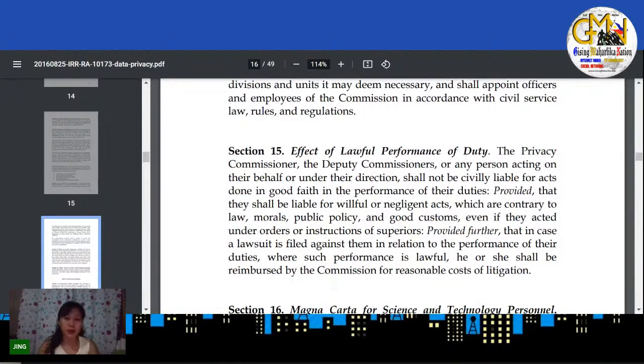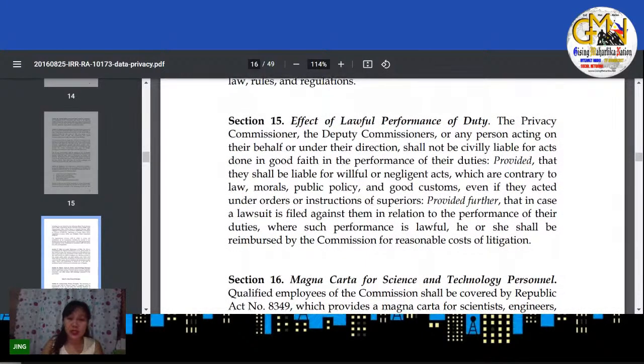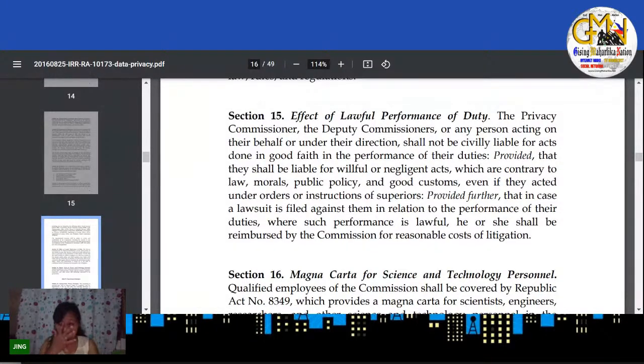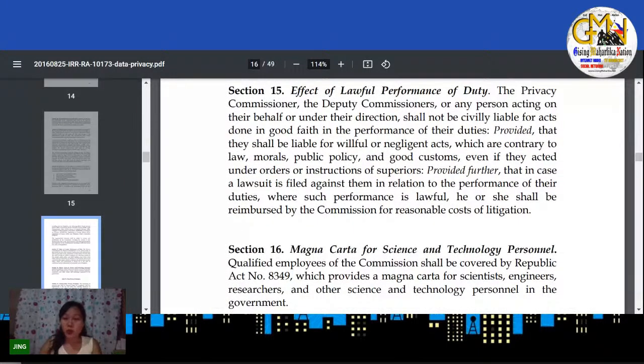Okay, Section 15. Effect of lawful performance of duty. The Privacy Commissioner, the Deputy Commissioners, or any persons acting on their behalf or under their direction shall not be civilly liable for acts done in good faith in the performance of their duties, provided that they shall be liable for willful or negligent acts which are contrary to law, morals, public policy, and good customs, even if they acted under orders or instructions of superiors.